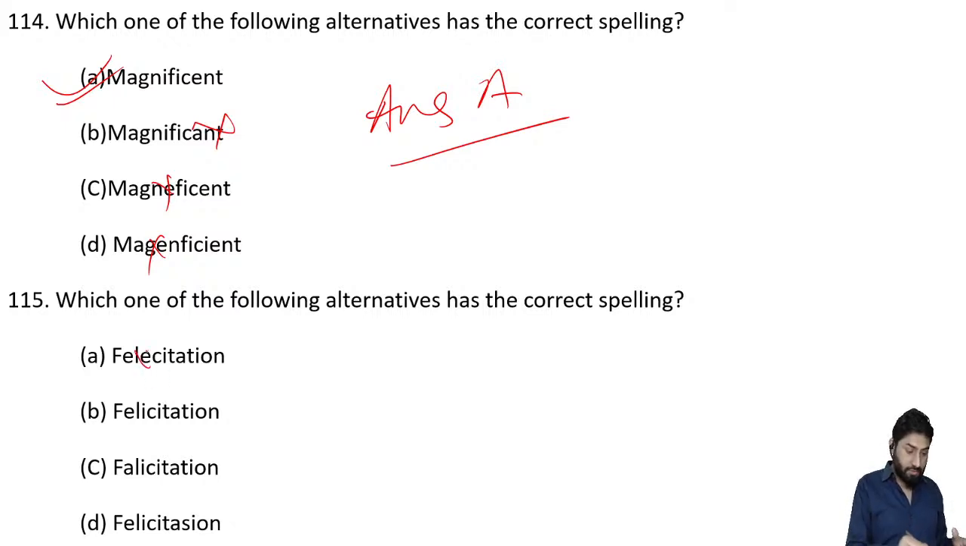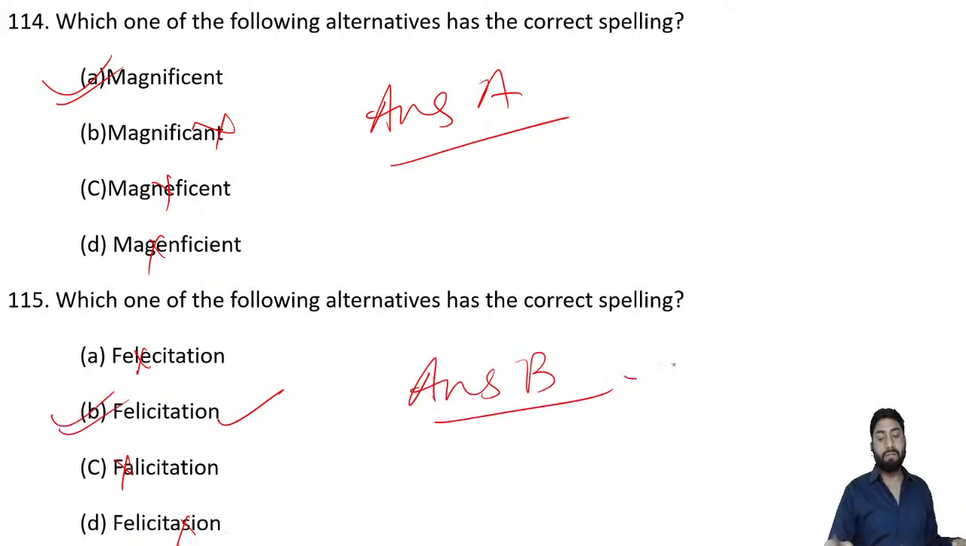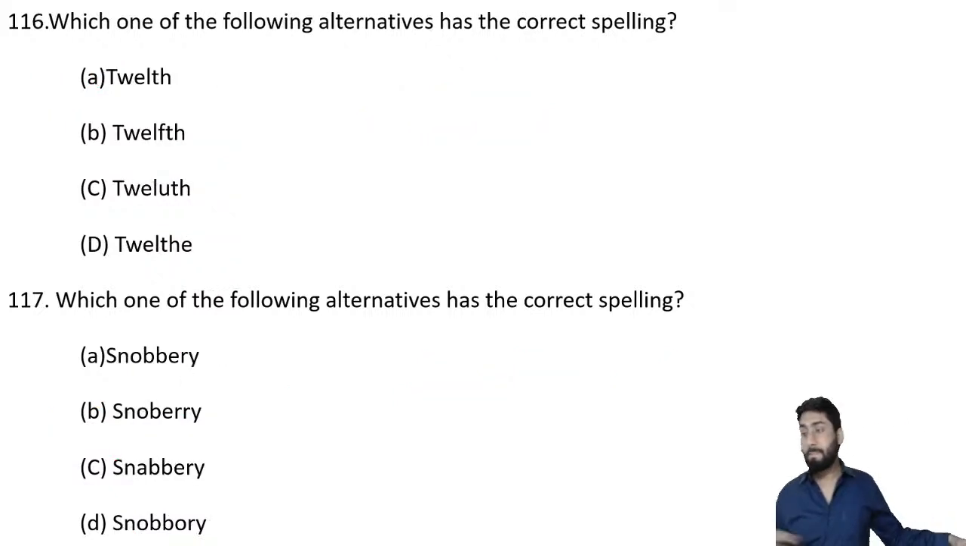So felicitation is wrong. Felicitation has a single L, that's how it is. It won't be with an A, and felicitation again won't have an S. That's how it is, right? So the answer is B for the correct spelling. So now next, let's move ahead.